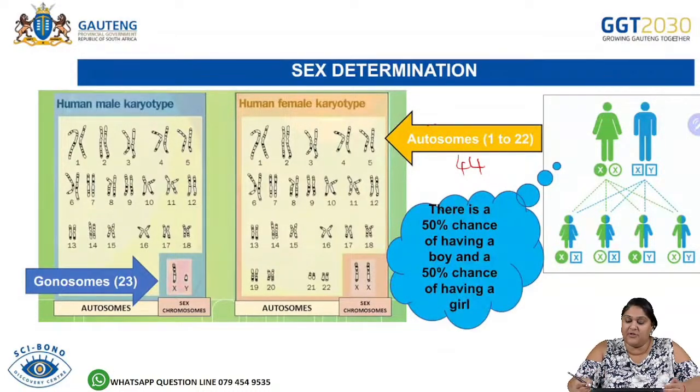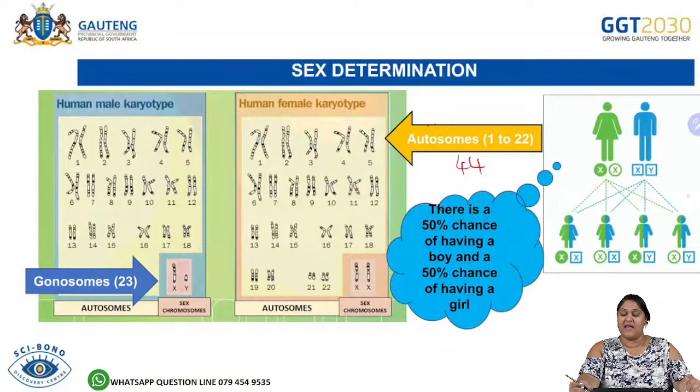Okay, but now when we're looking at sex determination, we are looking at the gonosomes. So a female is X and X, and a male is X and Y. And then because of the gametes being formed and the law of segregation and then fertilization occurring, you can quickly do a cross for yourself as well, and you'll see that you get a probability of 2 males and 2 females, which means that you have a 50% chance of having a boy and a 50% chance of having a girl.